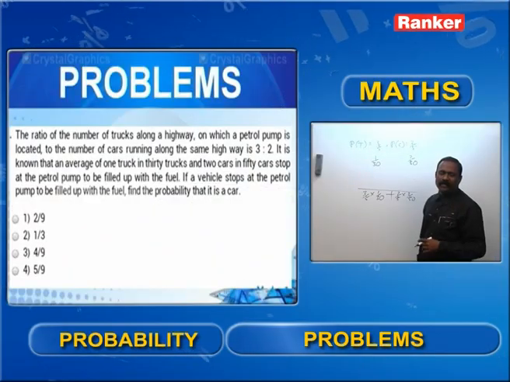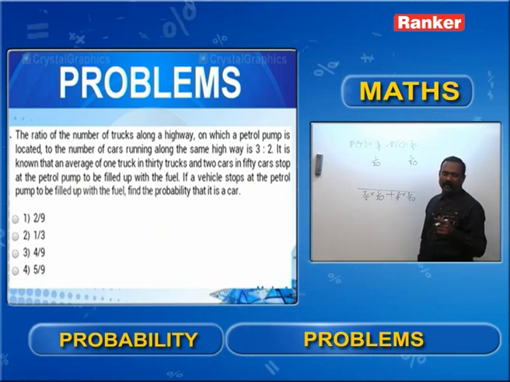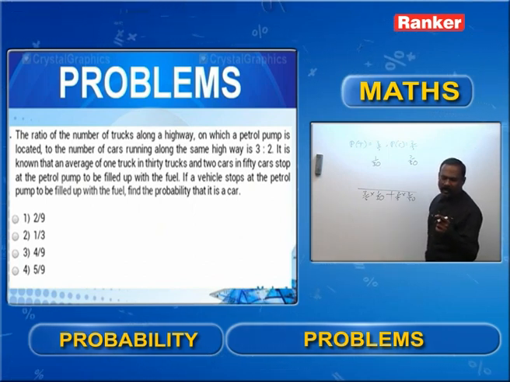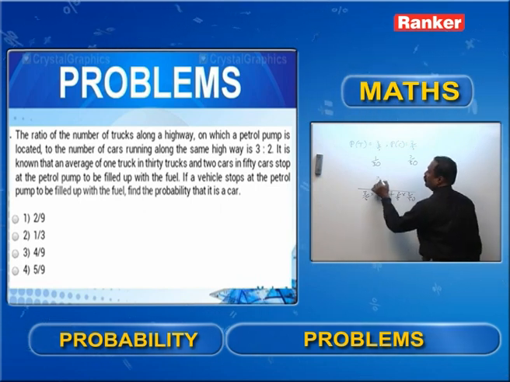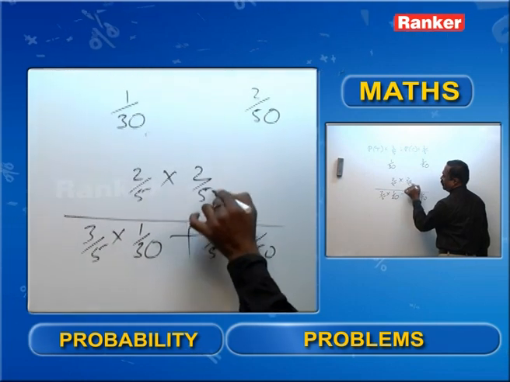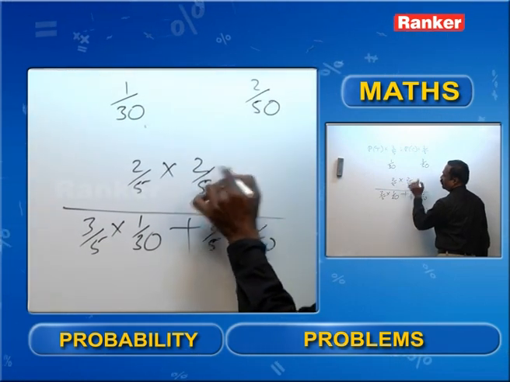Find the probability for the fuel to be filled up for a car. For a car we require this, this is for a truck, this is for a car. So it is 2/5 into 2/50.